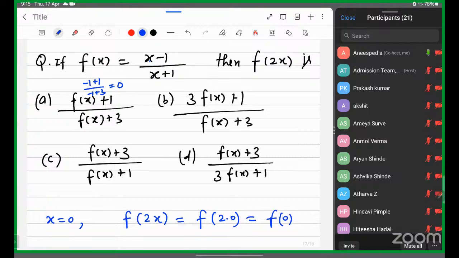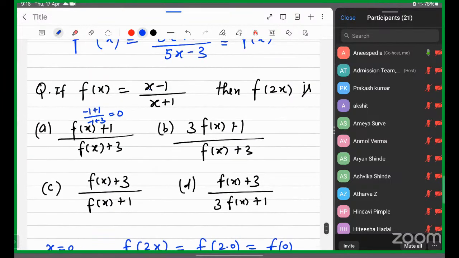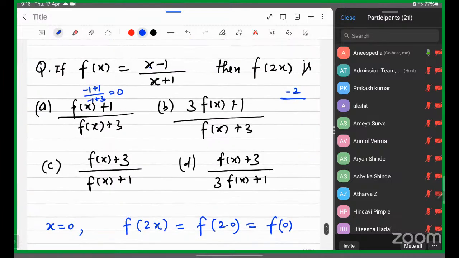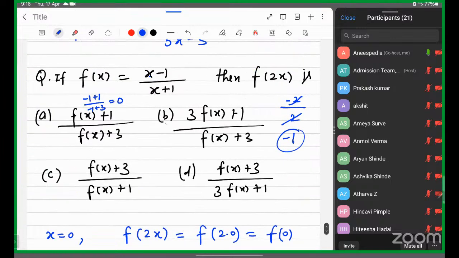this is 3 into f of x, and we are putting x as 0. So this will be 3 into f of 0. f of 0 is minus 1, so this will be 3 into minus 1, which is minus 3. Minus 3 plus 1 is minus 2, divided by minus 1 plus 3 which is 2, and minus 2 divided by 2 will be minus 1. So here we get minus 1, and here also we get minus 1, which means option B will be the correct option.